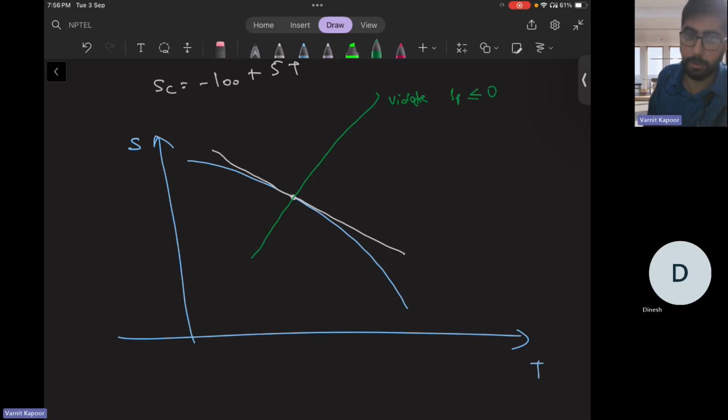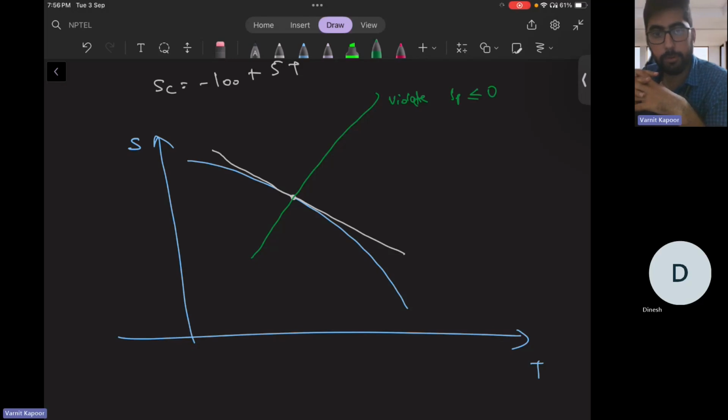So SP is positive. That means it is violating. The source is acting like a system that internally creates energy, which is not possible.